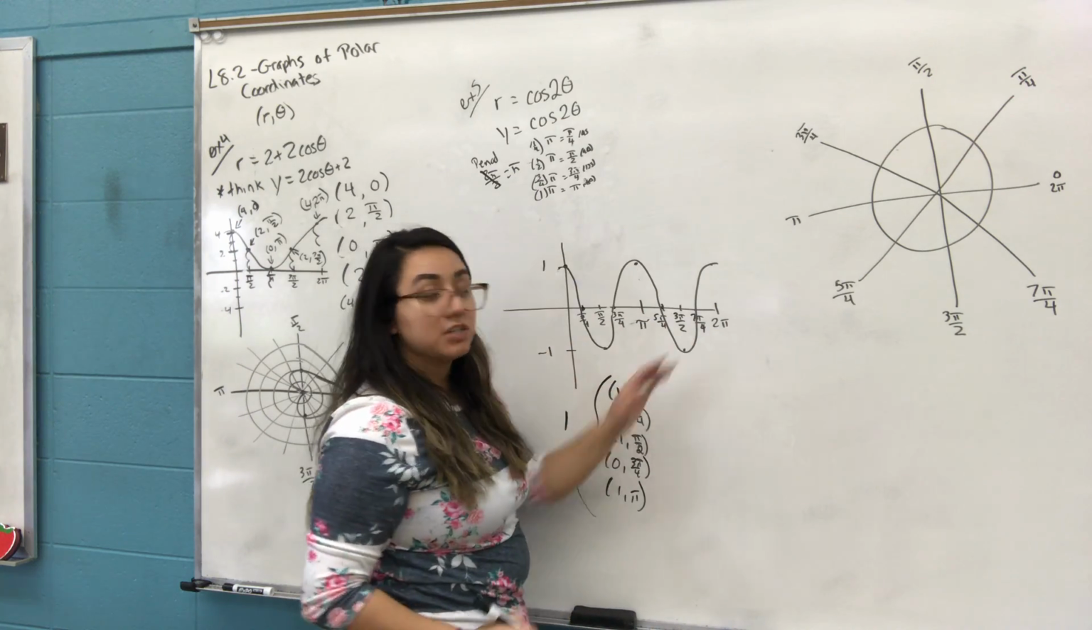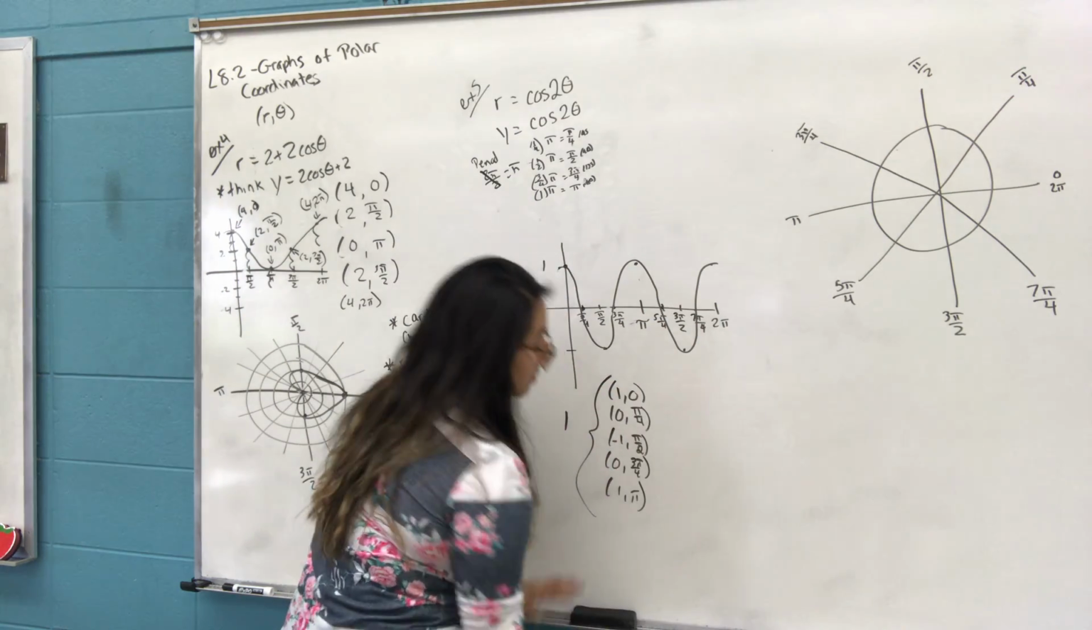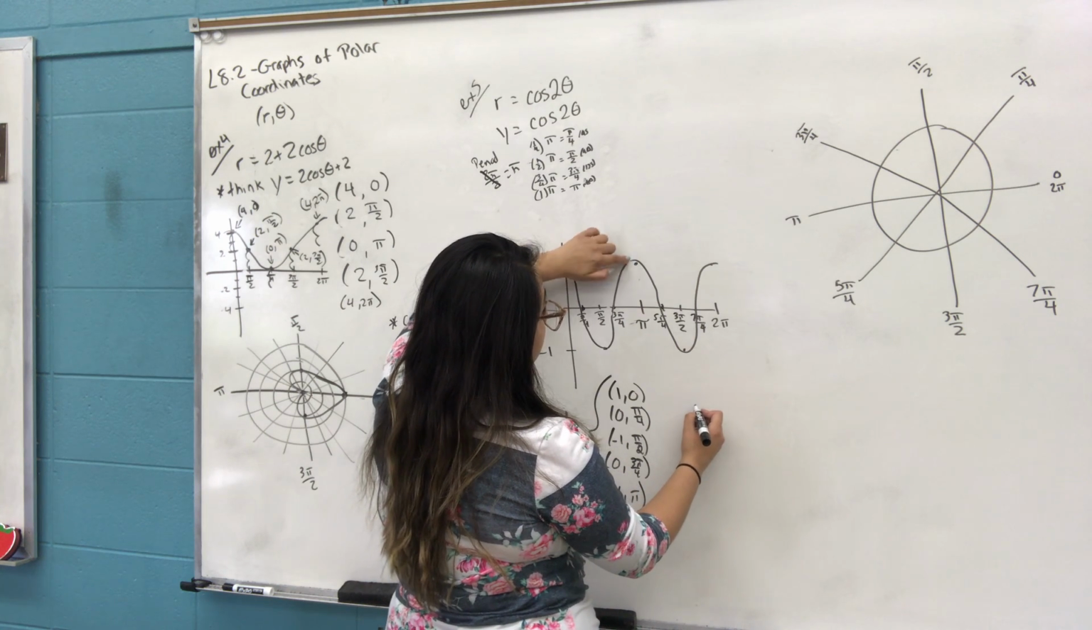But now we have to keep on going because we want to go until 2π. And plus I don't have any more room to bring it down. So then I keep on going. So I did this one.